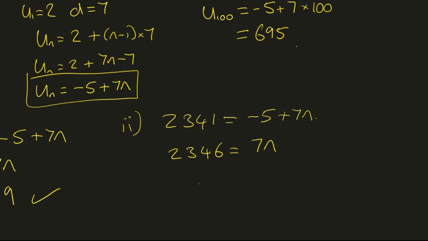So if we divide through by 7, we're going to get n is equal to 335.14. Well, we don't have a 335.14th term. This is a whole number problem, right? Okay, so we're going to reject that and we'll say, no, it's not in the list.